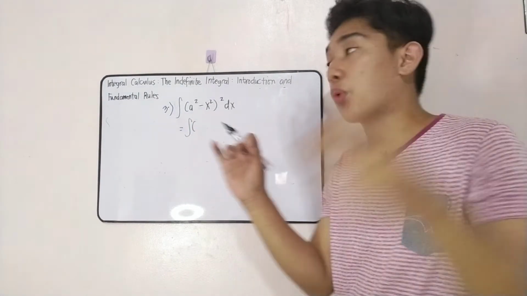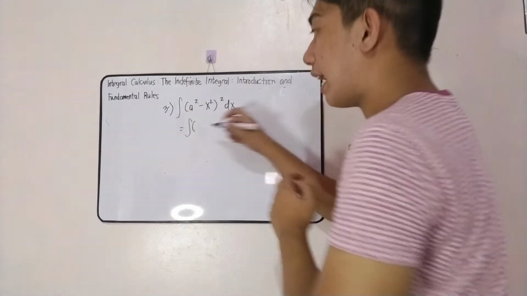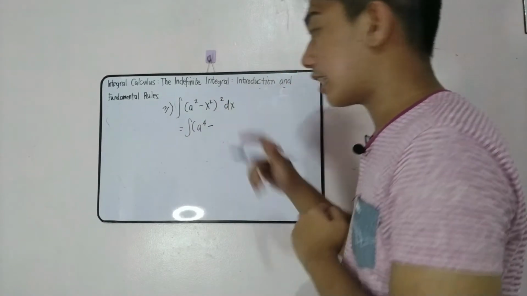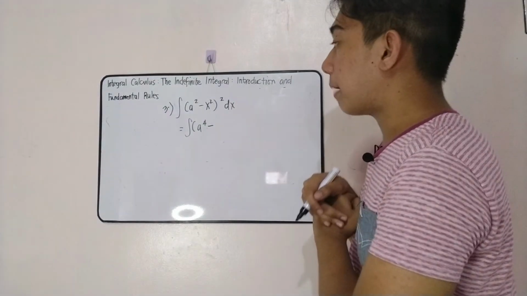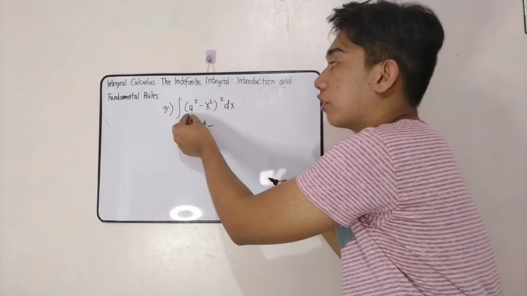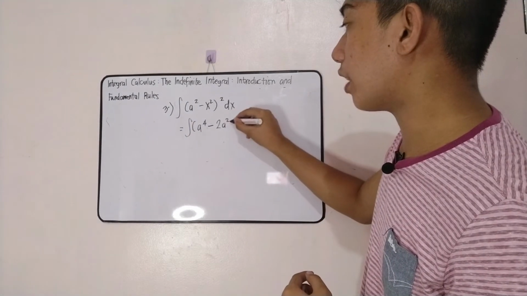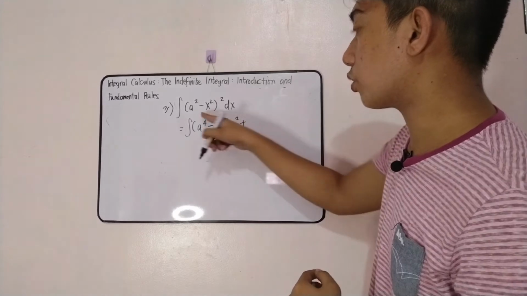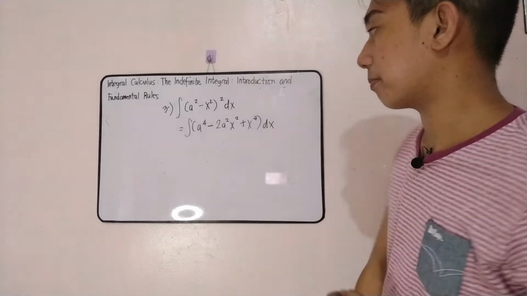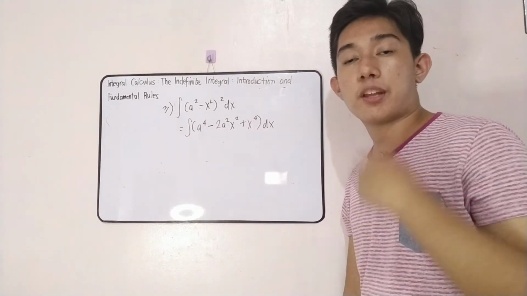So to expand this one, we'll first get the square of the first term, which is a raised to 4. And remember, this is minus, so just follow the sign. Minus twice. Take note, twice the product of the first term and the second term. So this becomes 2a squared x squared plus the square of the last term. So this is x raised to 4 dx. Okay? Next is, we can follow now the fundamental rules.